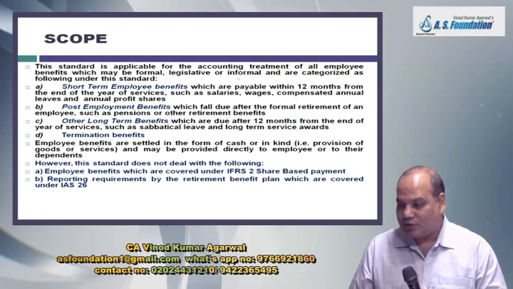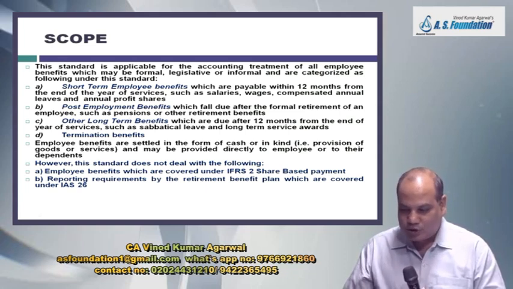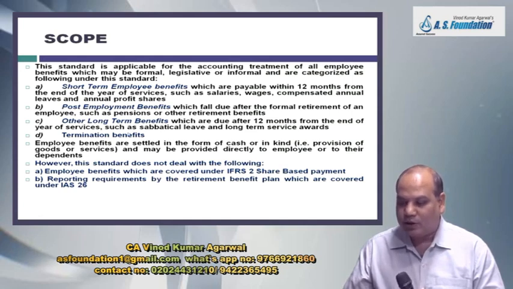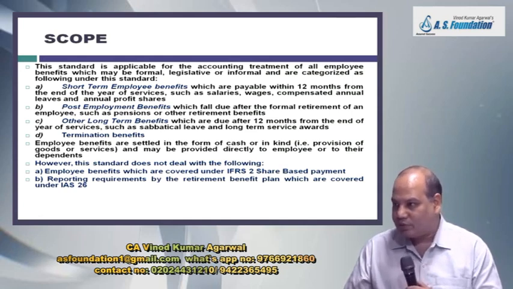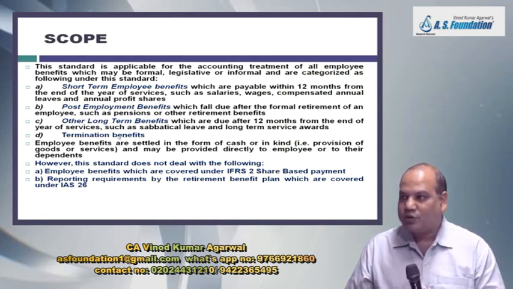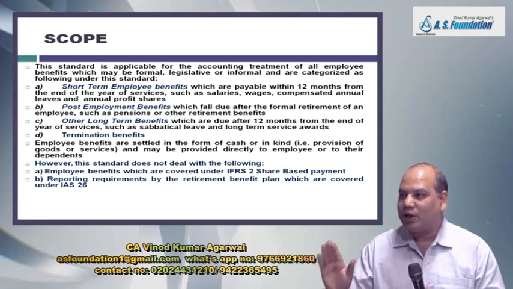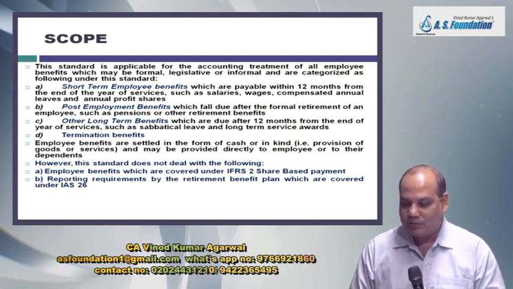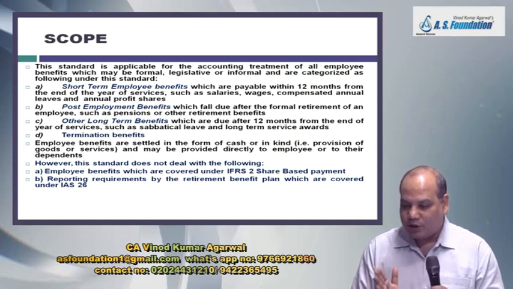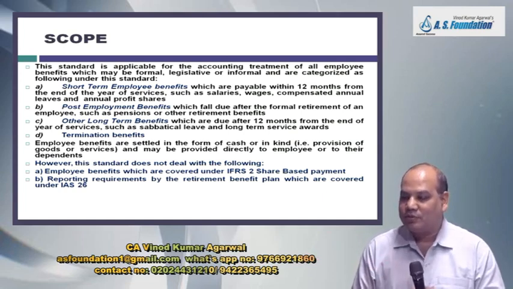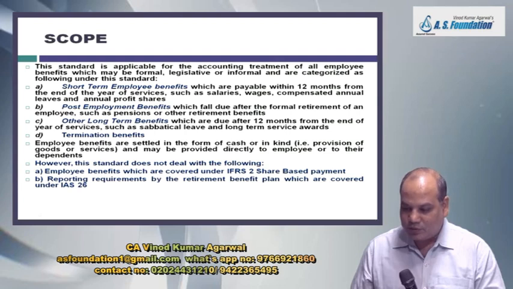Then this standard says the employee benefits will be categorized into 4 categories: short-term employee benefit, post-employment benefit, other long-term benefits, and termination benefit. We'll discuss their meaning in the subsequent paragraph. So this standard only deals with 4 types of employee benefit, and all employee benefit will fit into one of these 4 types only. Whatever doesn't fit anywhere will fit into other long-term benefit.